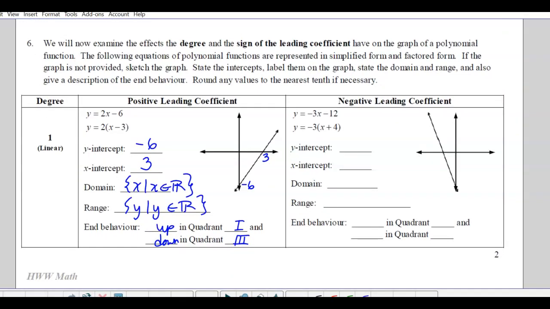So next one's a different one. Simplified form, factored form, y-intercept. Look at the slope y-intercept form, so it's -12. Got that. X-intercept, go back to the factored form, so it's opposite sign of the constant, -4. Okay, so the domain is all real numbers, as is the range.